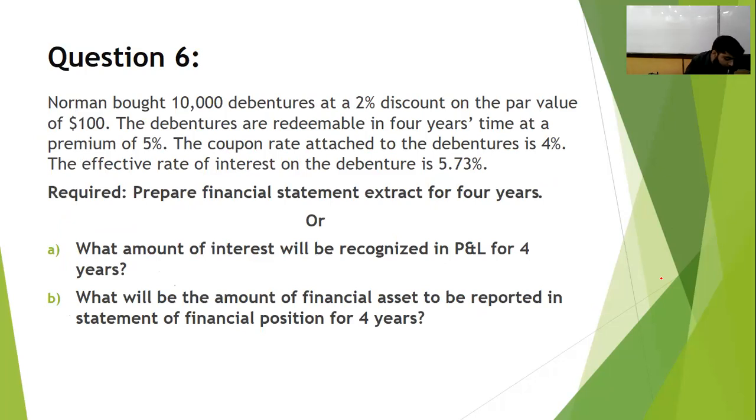Let's start with the question. Norman bought 10,000 debentures at 2% discount on the par value. Hold on. First of all, you need to identify whether the question is for a financial asset or a financial liability. How are we going to identify this? Once we are making an investment, once we are contributing, it means it's a financial asset. Norman bought 10,000, it means we are purchasing debentures. We are making an investment. So it's a question of financial asset.